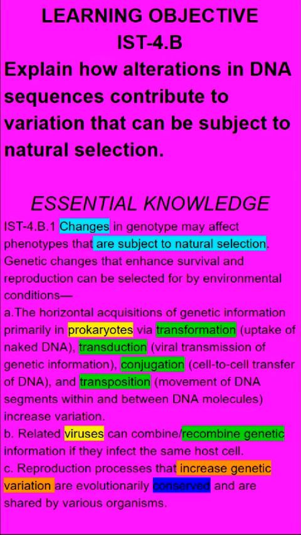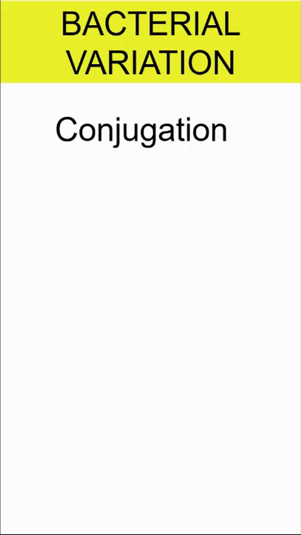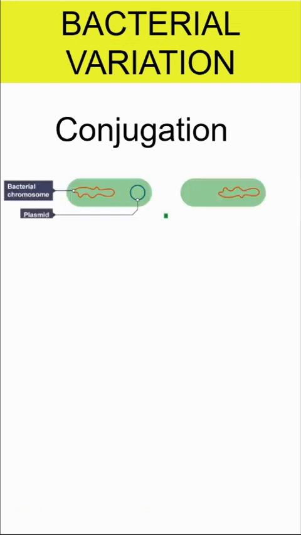Prokaryotes can alter DNA sequences through transformation, transduction, conjugation, and transposition. Viruses often recombine genetic information, and all of those changes are subject to natural selection. But ultimately, it's the processes that increase genetic variation that are conserved. So when we talk about bacterial variation, the first thing we'll look at is conjugation. It's the closest thing we have to sex with bacteria.